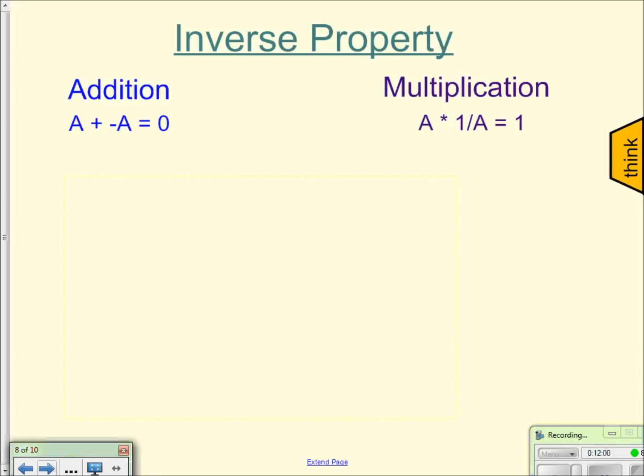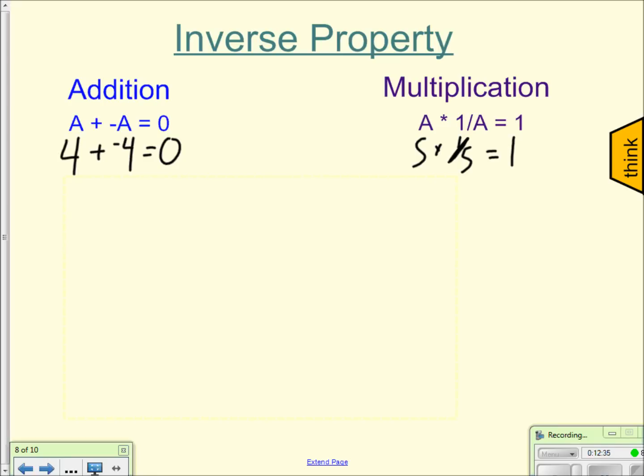Remember, I can put any number in here for A. So let's go ahead and use 4 plus, and then you see negative A. Well, that'd be negative 4 equals 0. If I take 4 and I add negative 4, I end up with 0. Over here for multiplication, it's like 5 times 1/5 equals 1.